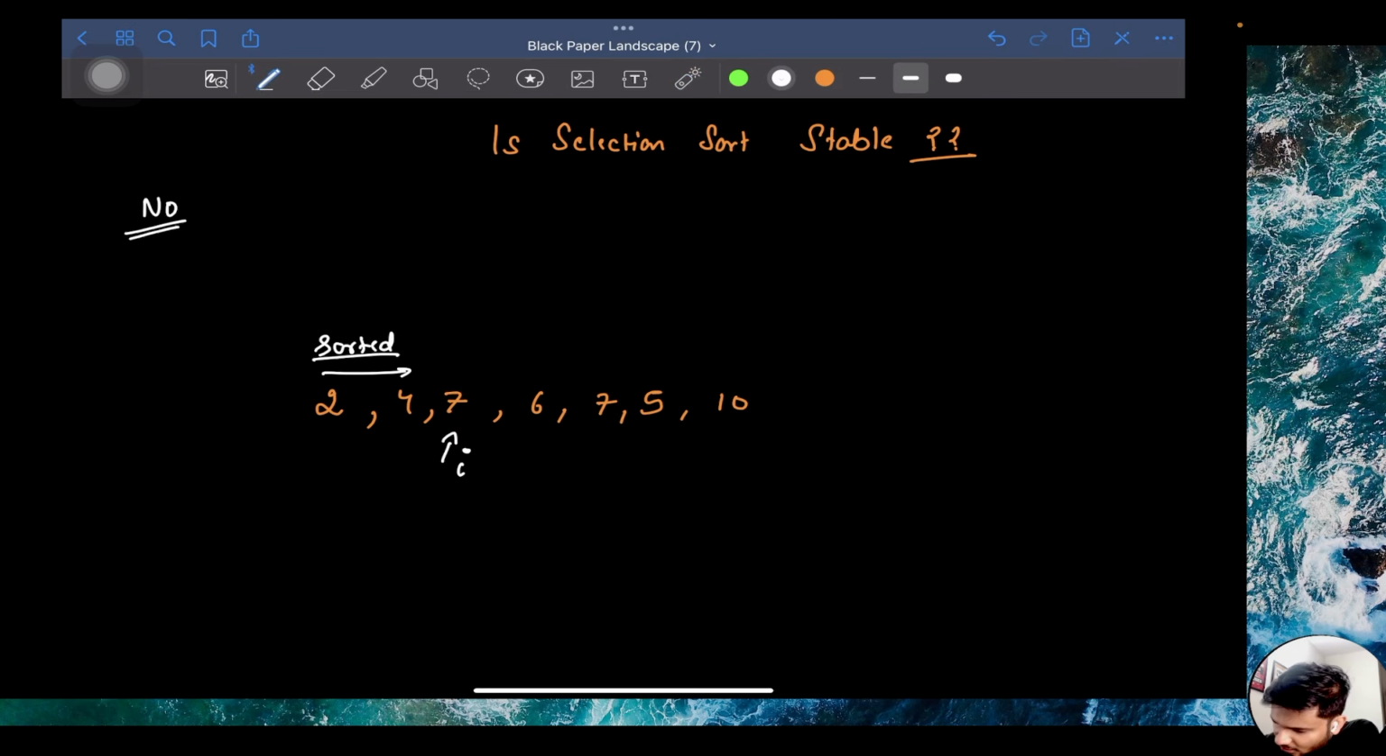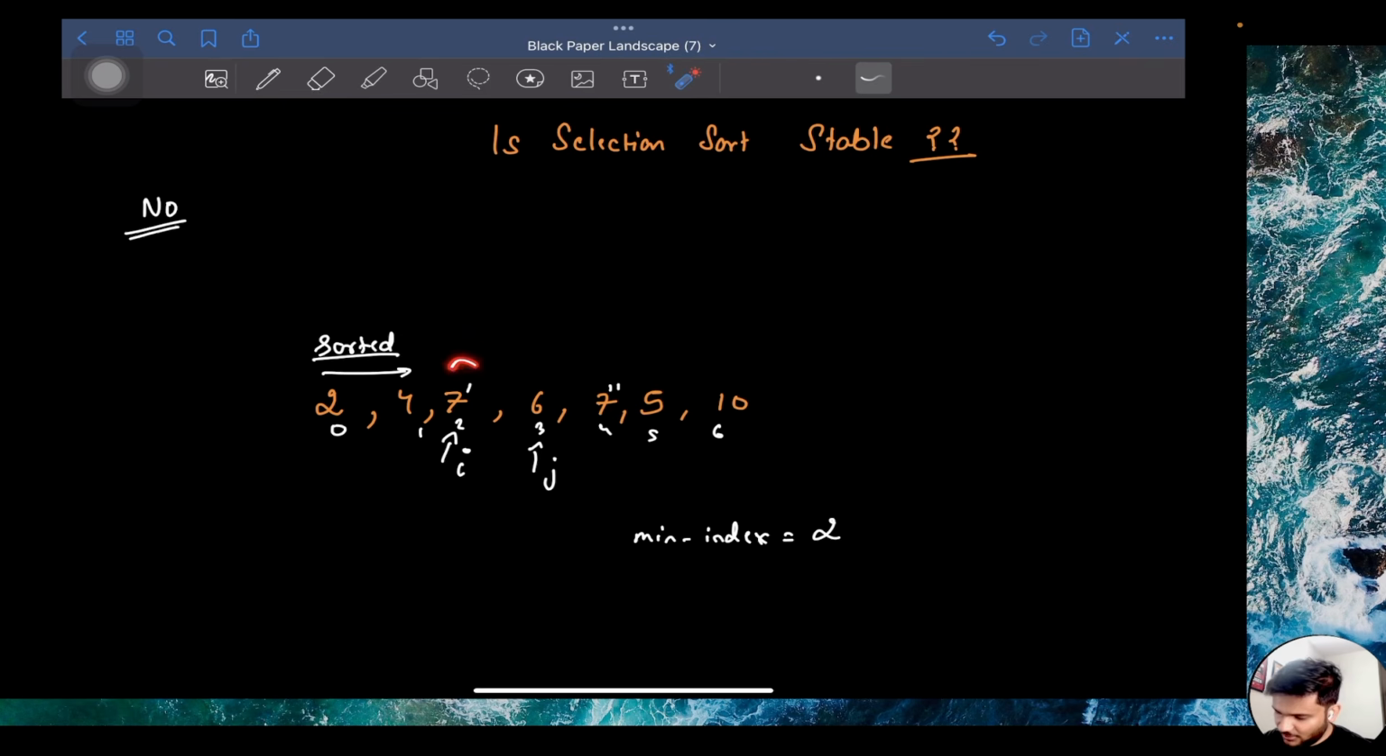Now you see there are 2 occurrences of 7. I will mark this as 7 dash, and this as 7 double dash. I will put J here. Now just think about it. We'll keep the minimum index as 2, because 0, 1, 2, 3, 4, 5, 6. This 2 is the minimum index for now.